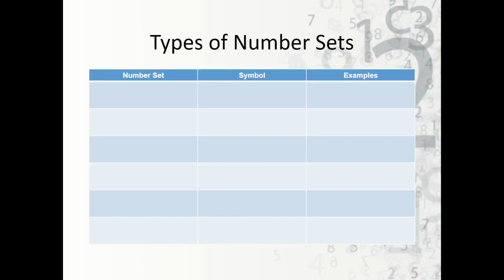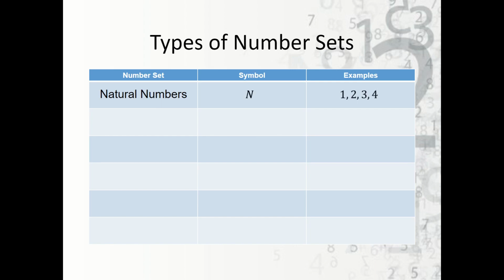Now let's talk about the types of number sets. So the first thing we talked about before was the natural numbers. Remember, the natural numbers have a symbol of N, and they are really the counting numbers. So where did you begin to count? We began with 1, 2, 3, 4, 5, etc. So those would be some examples.